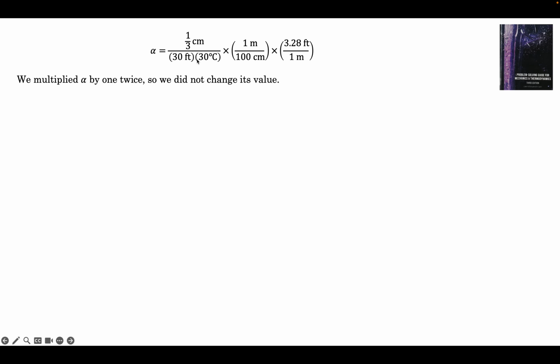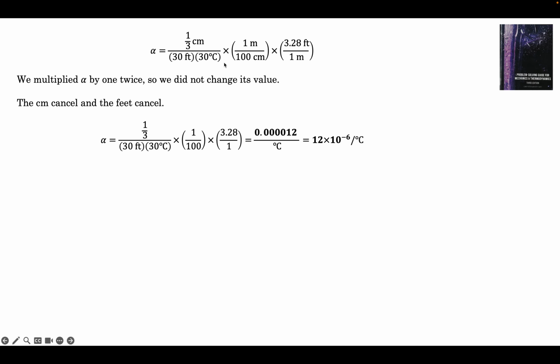So let's see what cancels here. We started off with alpha, and then we multiply by 1 twice so we don't change its value. These fractions in parentheses are equal to 1 because the top is the same as the bottom. Centimeters cancel, meters cancel, feet cancel. The only unit left is degrees Celsius in the denominator.